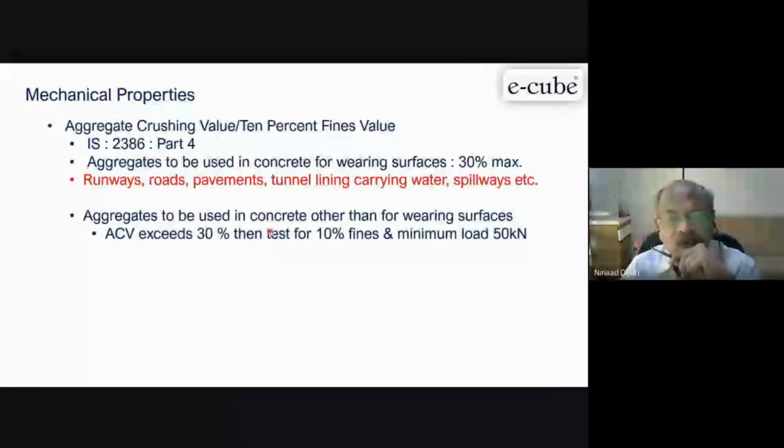Suppose you are making roads, and you must have seen on the road a lot of wearing taking place within one year or two years. So the quality of aggregate also plays a major role in that. Even in Mumbai, BMC road or any other road, if you use aggregate that is not of that quality, there is definitely an issue in the surfaces.